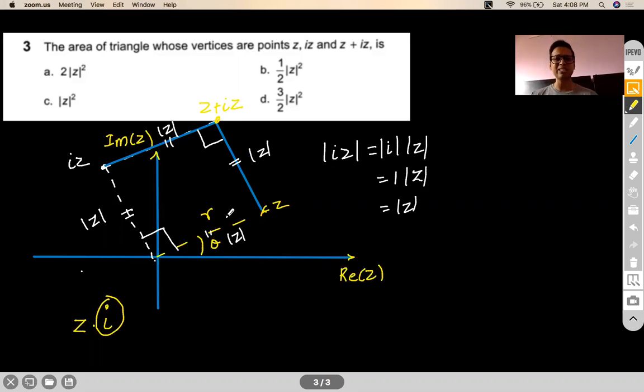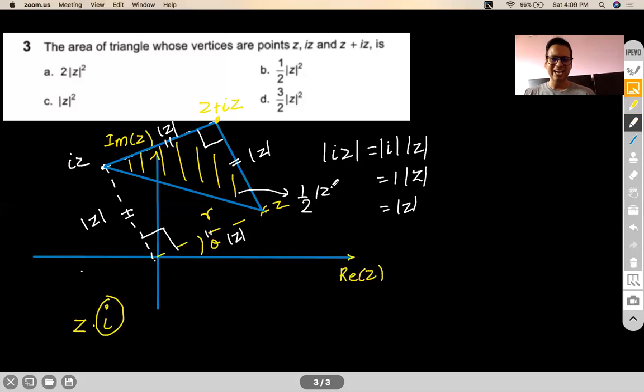Now, what is my question asking? My question is saying that if I make a triangle out of these three vertices, that means Z, IZ and Z plus IZ, what will be the area of this triangle? Now, I think even a 9th grader can answer this. Half base into height. So base is mod Z. Height is also mod Z. So the answer is half mod Z square. So option B is correct.